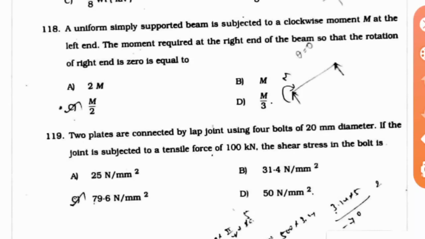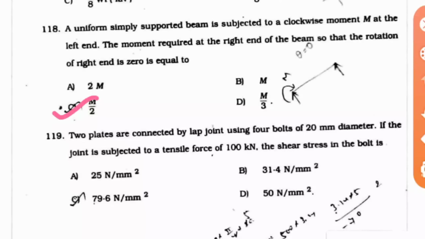Question 118. A uniform simply supported beam is subjected to a clockwise moment M at the left end. The moment required at the right end of the beam so that the rotation of the right end is 0 is equal to what? They have given that the rotation of the right end is 0 and it is a simply supported beam. But if the rotation is 0 there, it means that it is somewhat a fixed support. So let us assume this case, that the farther end is fixed, which means the moment carried will be half. So we can go for M/2. Option C is the answer.